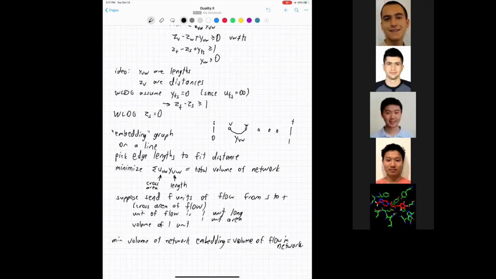Okay, so how do we create that optimal volume network? How can you embed this network? How can you assign lengths to the edges so that the volume of the network is equal to the flow value?